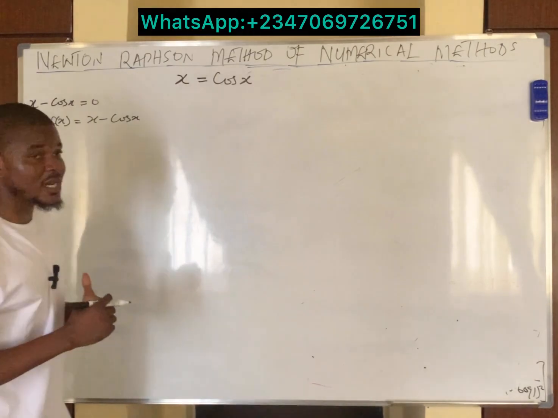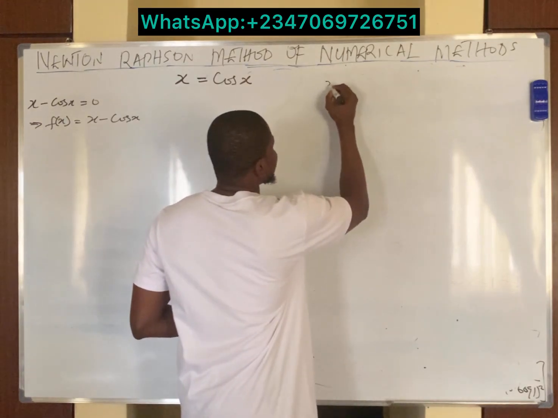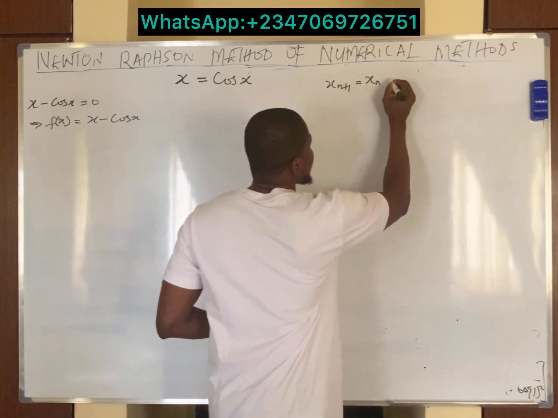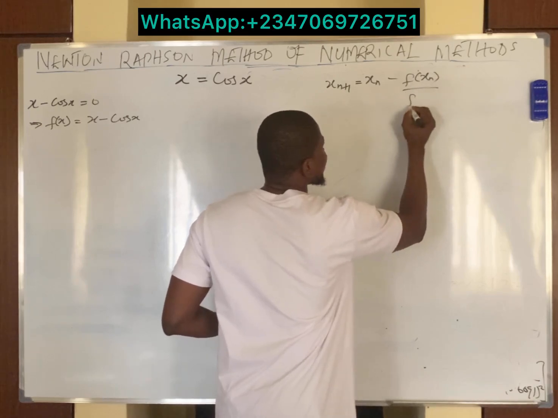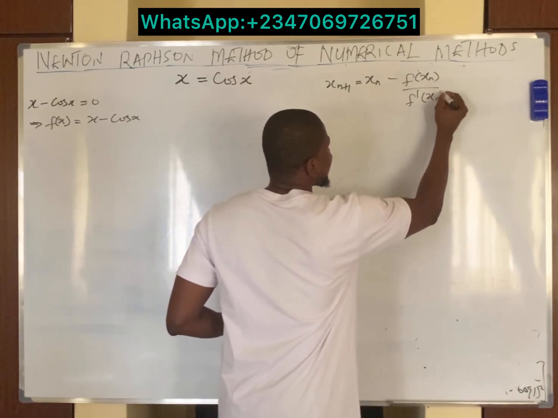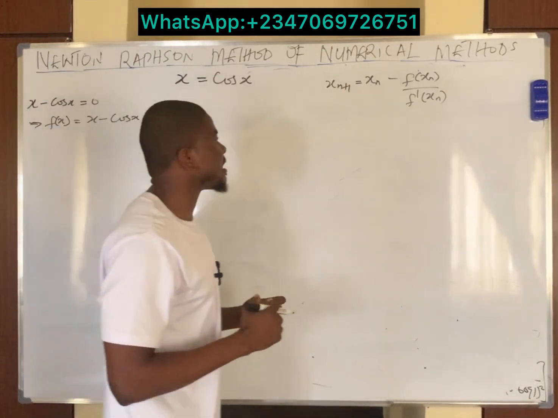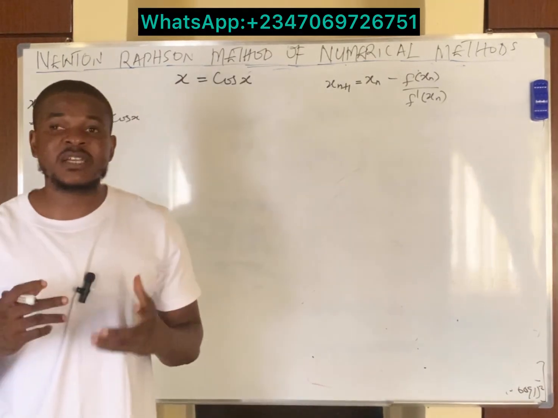Now let's take down our Newton Raphson's formula. The formula simply states that x n plus 1 is equal to x n minus f of x n all over f prime of x n, and you have this. So it means now that we need to find our initial guess x0, and the initial guess usually starts from 0.